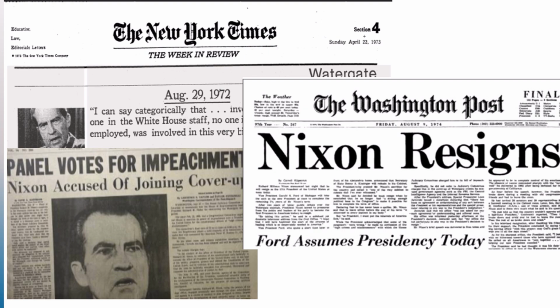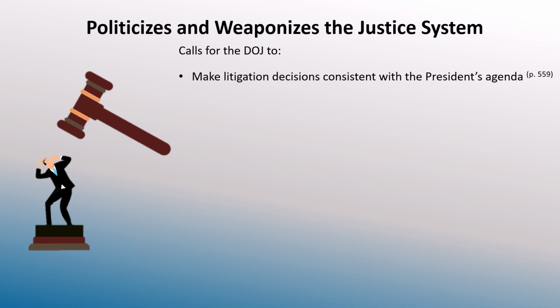First, it calls for the Department to make litigation decisions consistent with the President's agenda. All Department of Justice employees take an oath to support and defend the Constitution, the rule of law. Their oath is not loyalty to the President. Examples of the potential impact of having the Department of Justice follow the President's agenda include a lack of enforcement action to protect voting rights, replaced instead with efforts to prosecute perceived voter fraud. A lack of enforcement action in civil rights cases, since equality is an item that does not appear to be important to the President. Cases against political enemies may be prioritized.